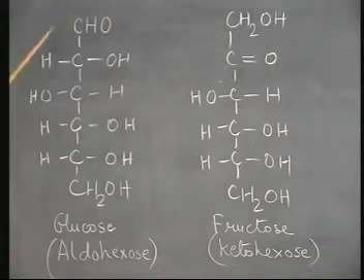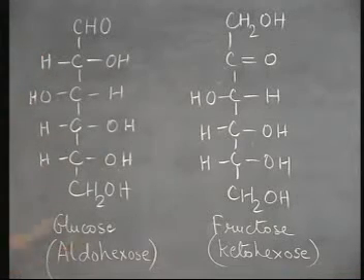Carbohydrates which are sweet are called sugars and those which are not sweet are called non-sugars. Monosaccharides and disaccharides form sugars while the polysaccharides are non-sugars. The chief aldohexoses are D-glucose, D-galactose and D-mannose. Fructose is a ketohexose. This is the structure of glucose.